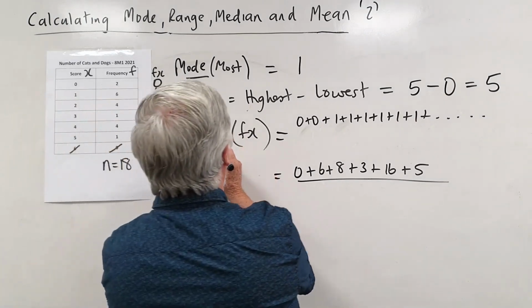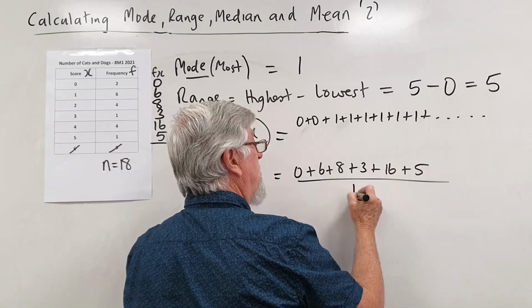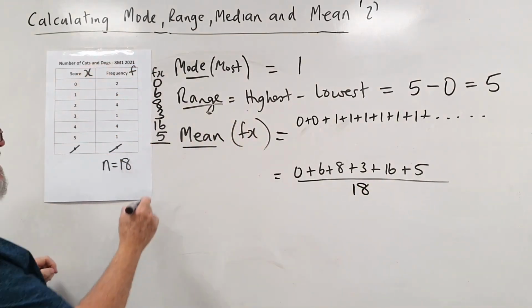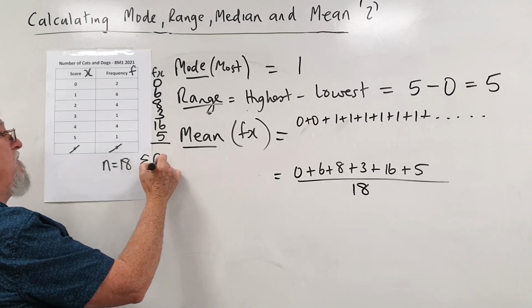So when I add up an average or a mean, I add up all the scores and I divide by the number of people. Now watch what this is called here. This one here is called the sum of the FX column.